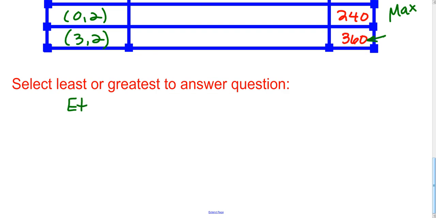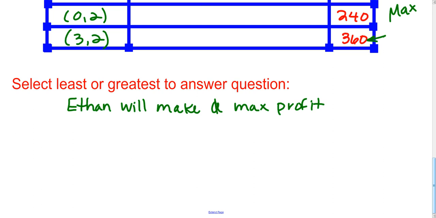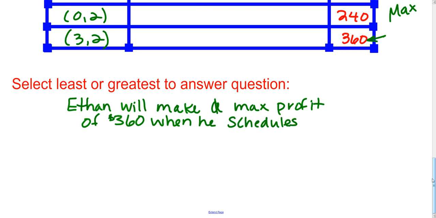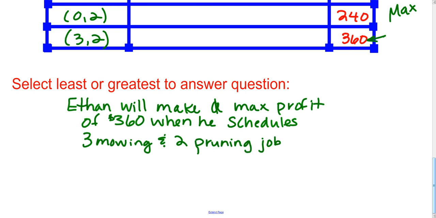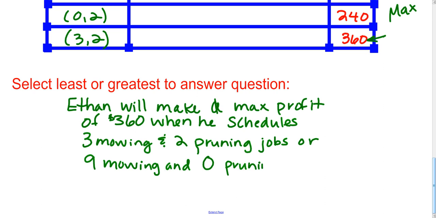So this is what I will say. Ethan will make a max profit of $360 when he schedules 3 mowing and 2 pruning jobs, or 9 mowing and 0 pruning jobs. Whew. All right, we did it.